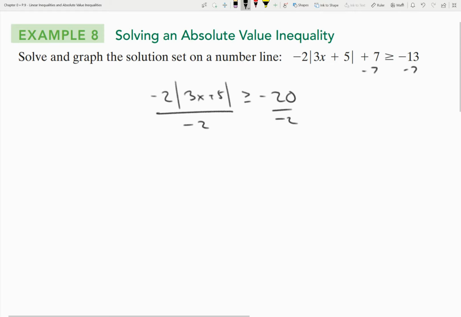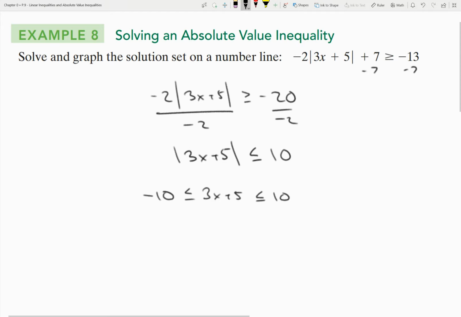the inequality. Okay? And now we can decide whether or not this is going to be an and inequality or an or inequality. Right? Not until the absolute value is by itself, even though we reversed it, right? We did it before the absolute value is by itself. So this is an and inequality. So I can just go ahead and set it up as negative 10 less than or equal to 3x plus 5 is less than or equal to 10.